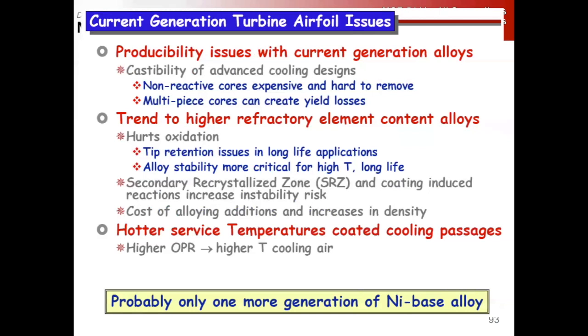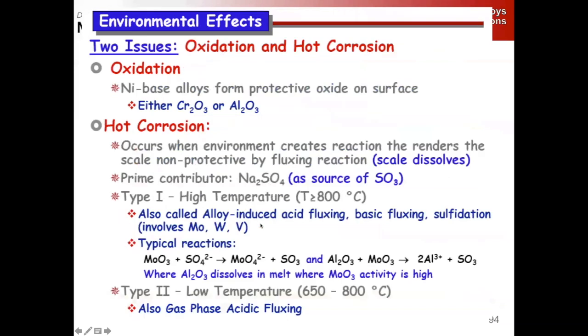But basically, that's where we're going to stop. This is just the trends. There's nothing new. Higher refractories hurt oxidation. We want to go to higher temperature, we need cooling air, and so on. The big environmental effects are oxidation and hot corrosion, right? And the increase of refractories and the reduction of chromium are the two big problems causing these. Okay, so that's it for material that will be on the exam.